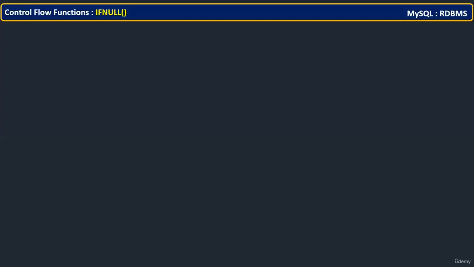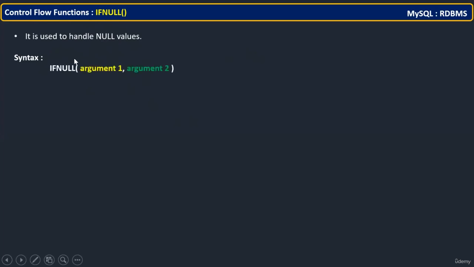Hi. So now let us try to understand IFNULL, another control flow function. This has many applications. Let us try to understand. So here, if you see, this is mainly used for handling null values. If you see the syntax, how you are going to handle the null values, the IFNULL function is going to have two arguments, argument 1 and argument 2.